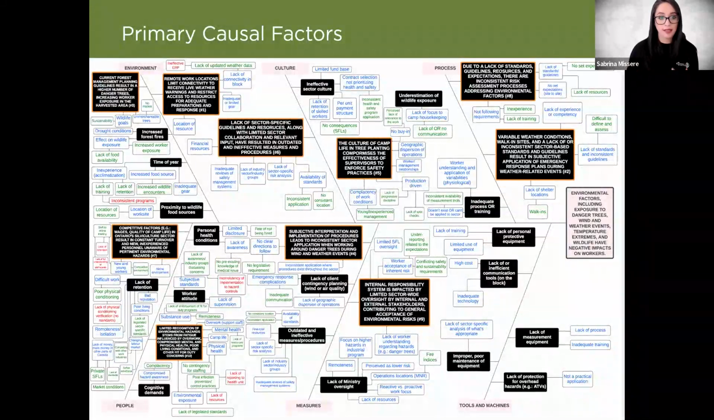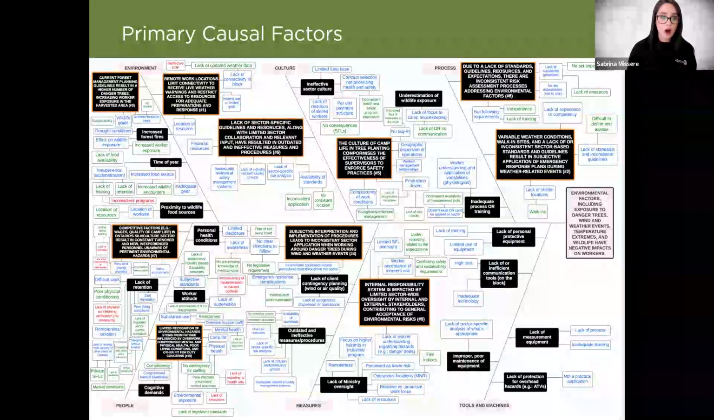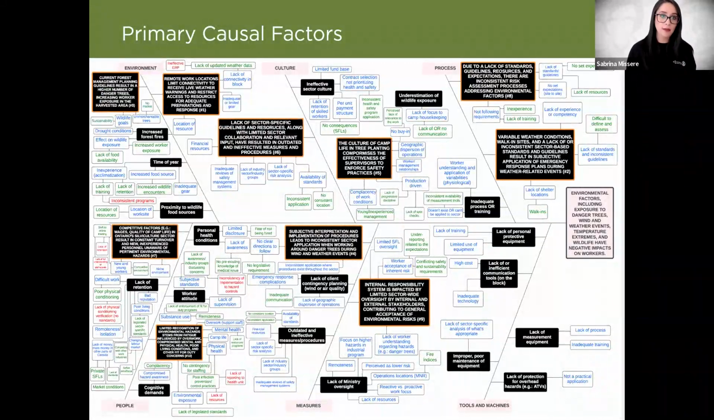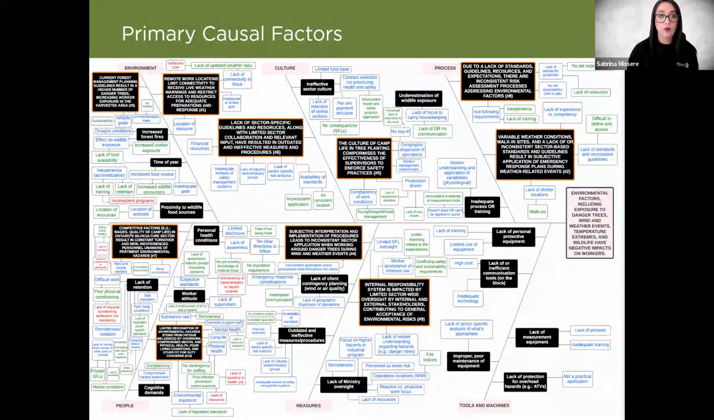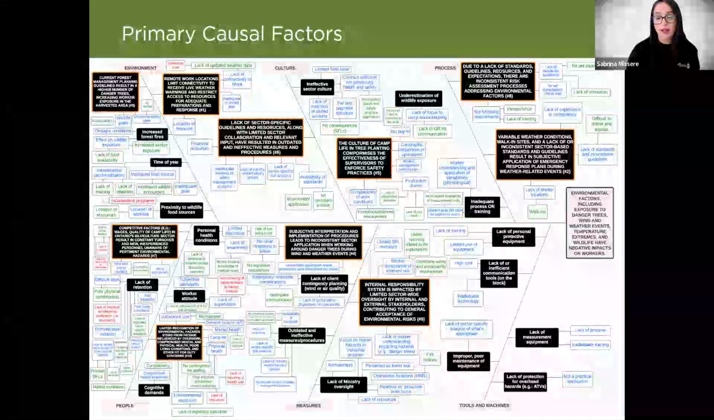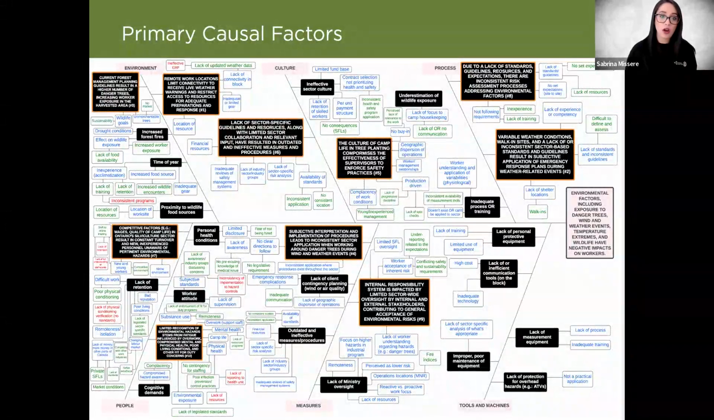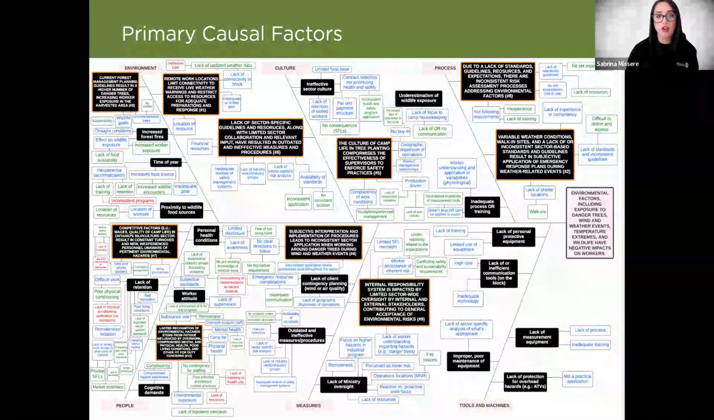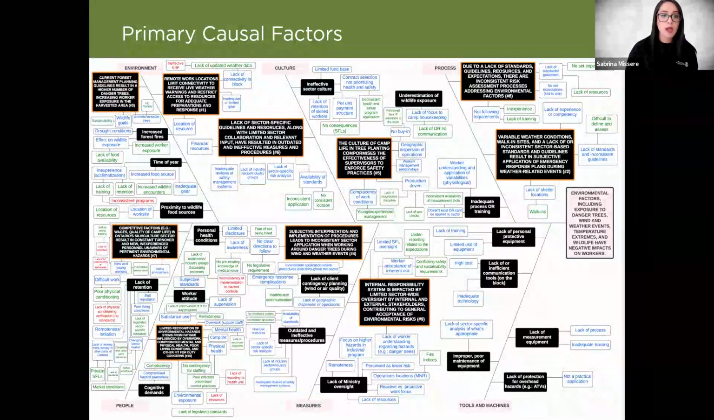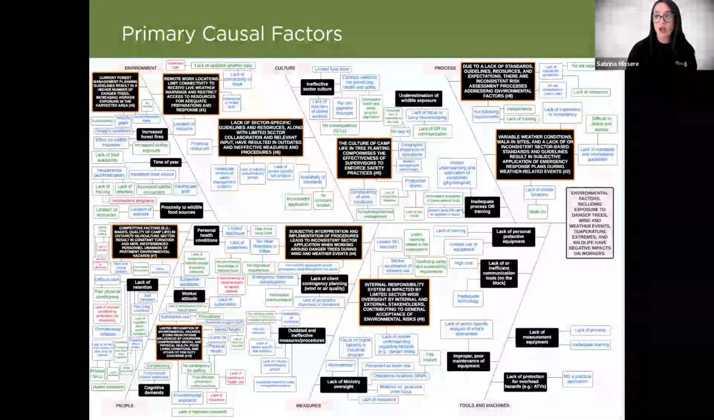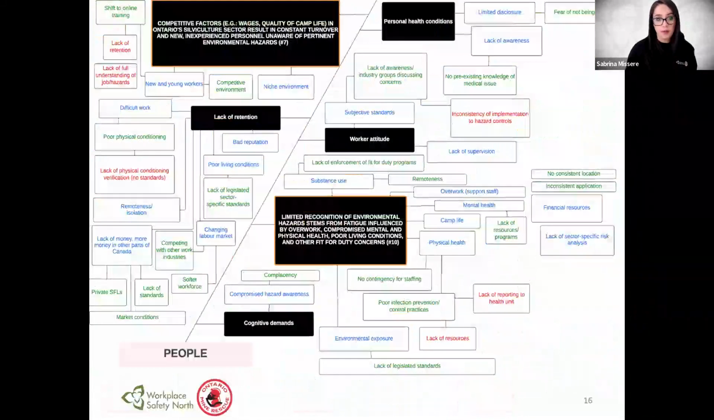So it did end up looking something like this, with our primary causal factors identified in black, secondary factors identified in blue, tertiary factors in green, and in some cases, we were even able to dig a little bit deeper and we would find quaternary factors in red. Now you can also see that some black boxes are outlined in orange, and those specific factors were voted on to be in the top 10 causes. Now we are going to look at a breakdown of each of the factors, starting with the people factor.